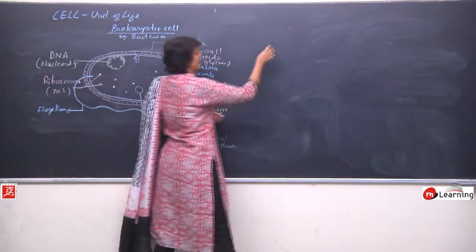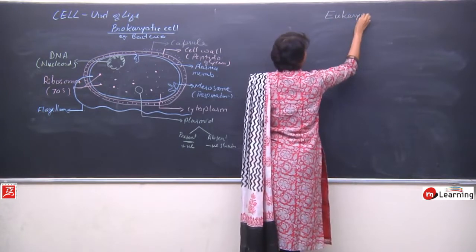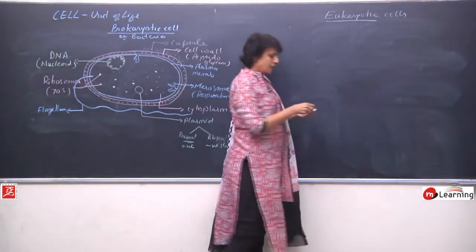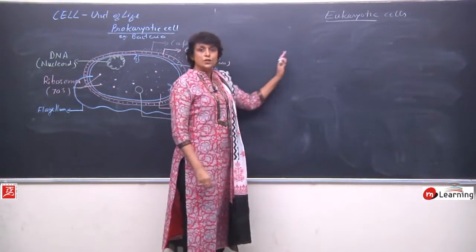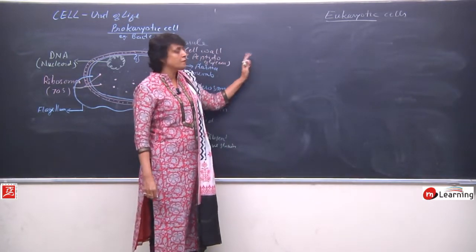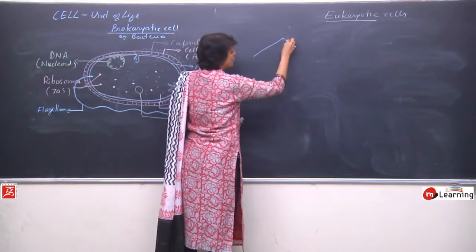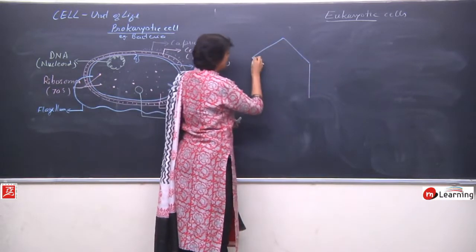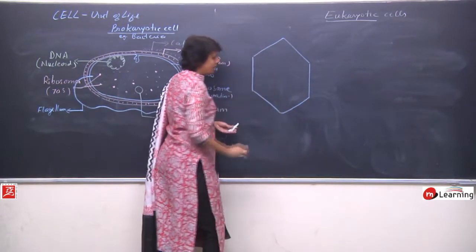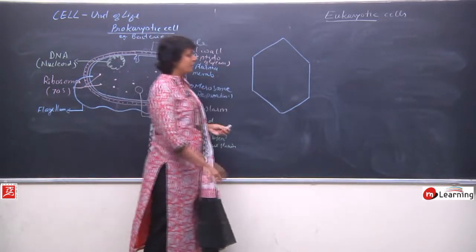Now let us come to eukaryotic cells, and we will be drawing two together. As we said, plants and animal cells are eukaryotic. So we will draw one plant cell and one animal cell. Simultaneously we will also be able to understand the difference between the two cells. Plant cells are normally of fixed shape. They are either hexagonal or polygonal or squarish. We have picked a hexagonal cell here. This outer membrane which we have drawn is the plasma membrane.